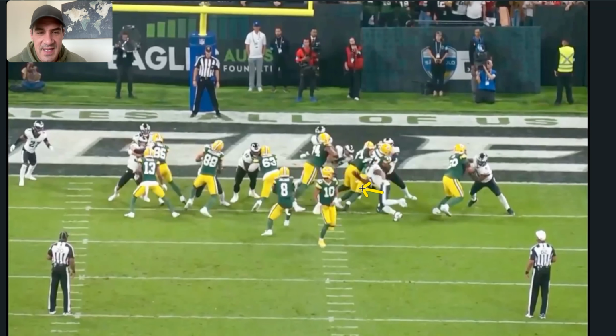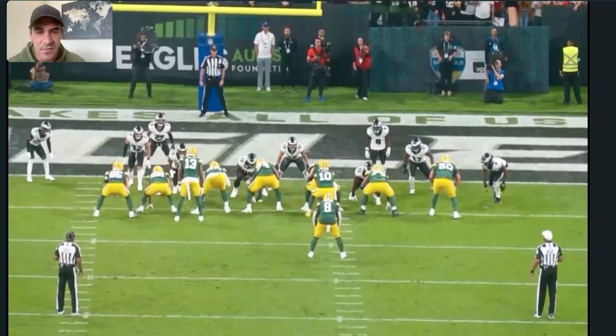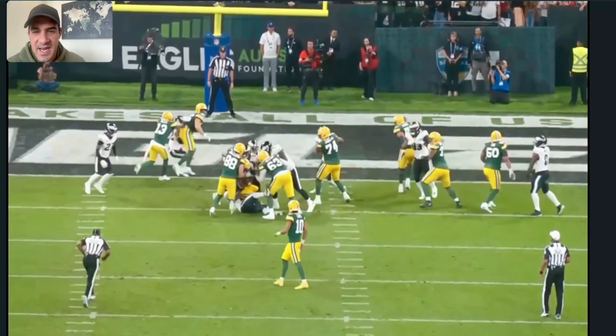So he ends up taking his B gap, the A gap to his side, the other A gap where Bond is, and gets all the way to the B gap on the other side and makes the play there. This is just beautiful. Nakobe Dean is a master at this. Makes a good tackle.